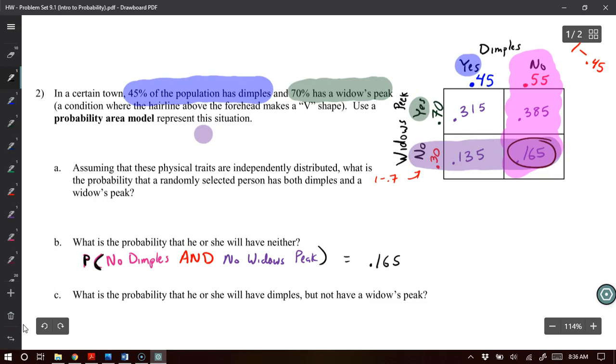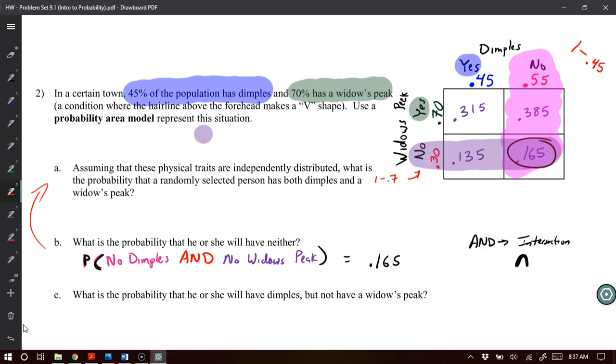And that's where we learned in the notes that "and" means intersection and uses this symbol right here. If you imagine drawing a horizontal line there, there's an A for "and." But that's really what you're looking at: the probability of someone who does not have dimples and does not have a widow's peak. Now that should help you with part A, because part A says they have both dimples and a widow's peak. So they have both.